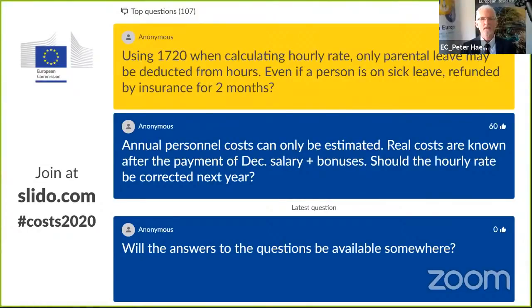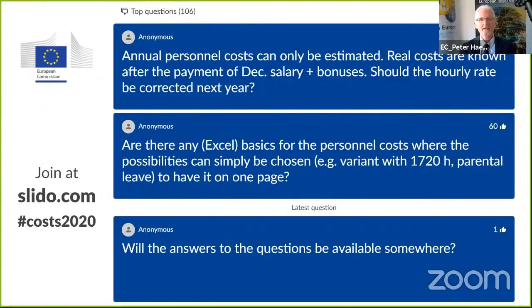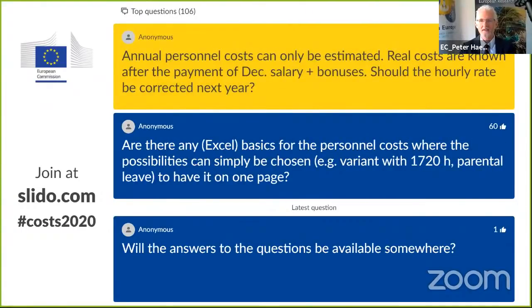Annual personnel costs can only be estimated. Real costs are known after the payment of the December salary plus bonuses. Should the hourly rate be corrected next year? I think this is a nice question showing a misunderstanding, and I hope we can clarify this misunderstanding, David.